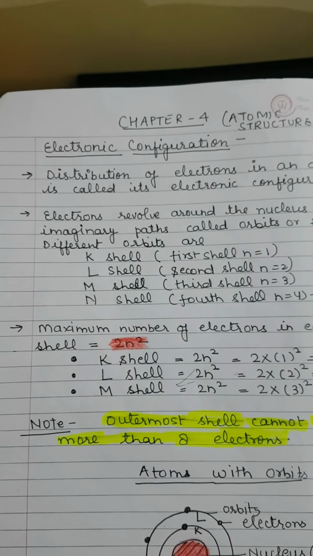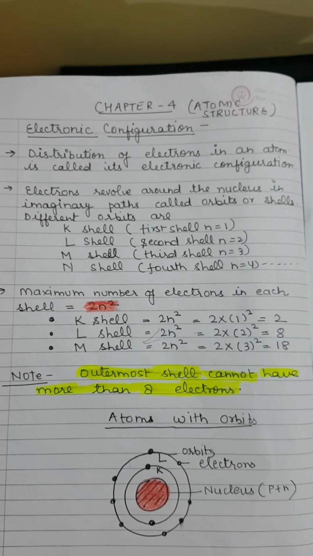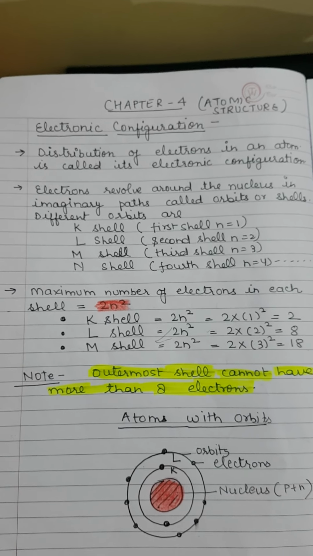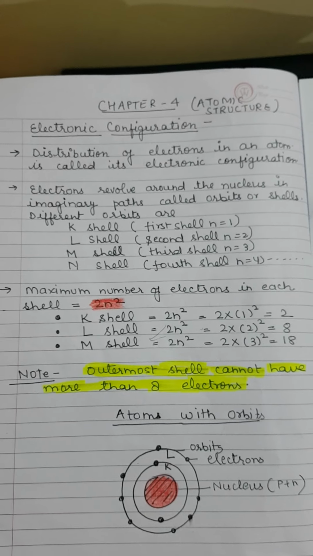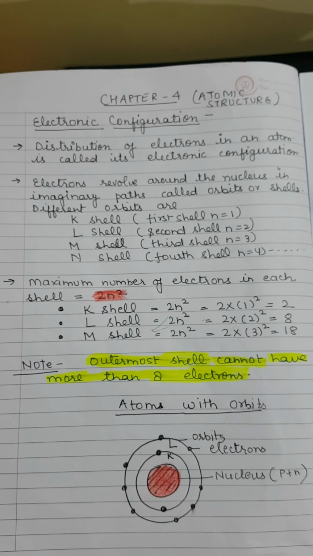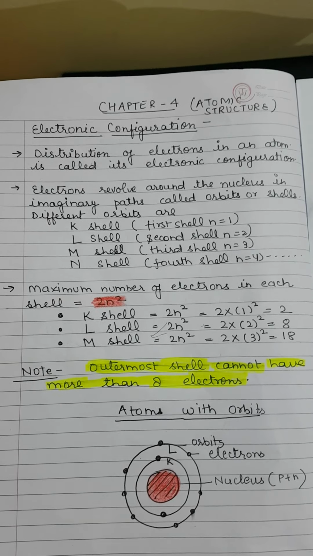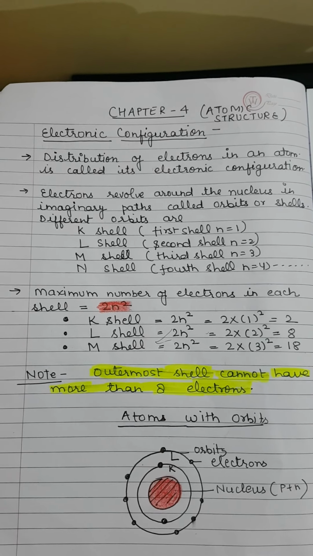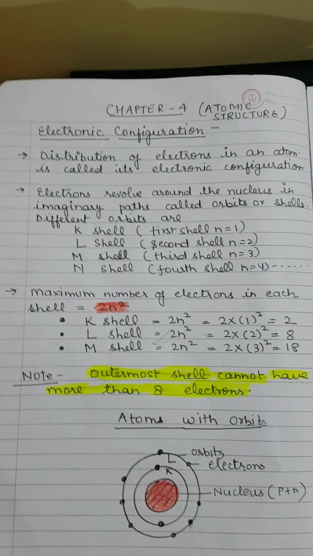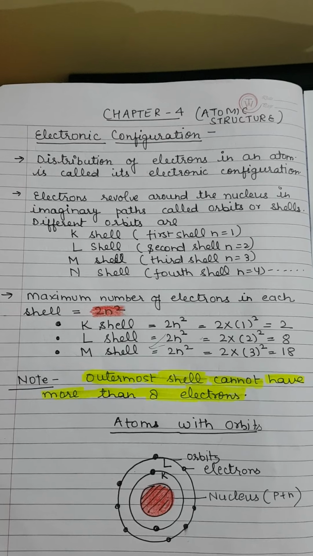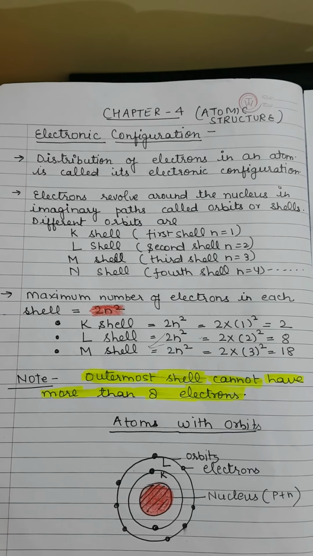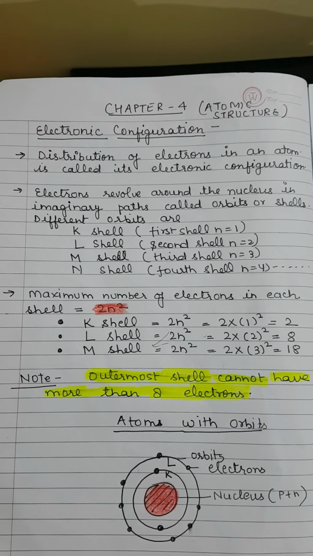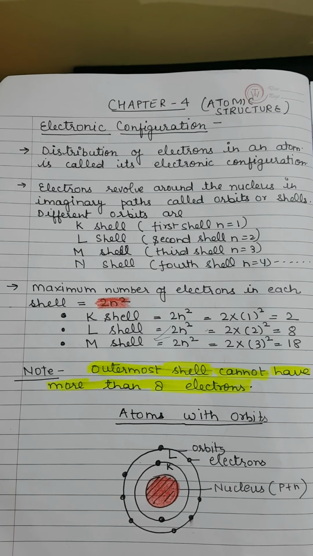The next topic is electronic configuration. What is electronic configuration? How will you find out the number of electrons and protons in an atom of an element? As I have told you earlier, the atomic number is equal to the number of protons and it is equal to the number of electrons in a neutral atom.